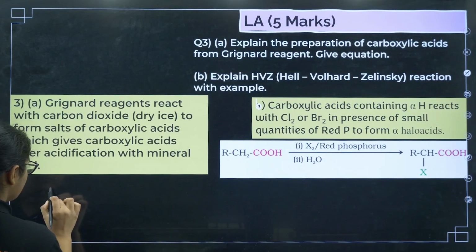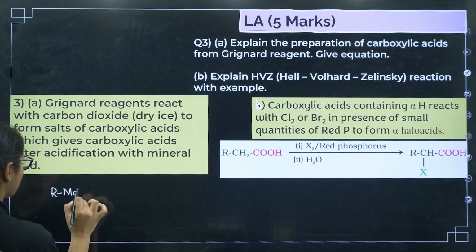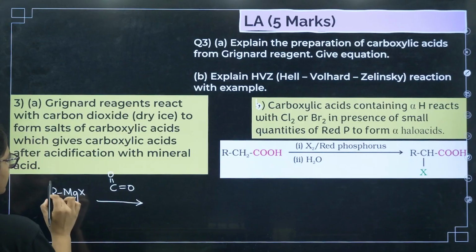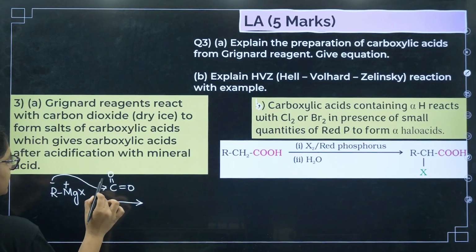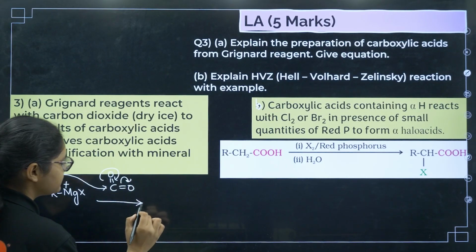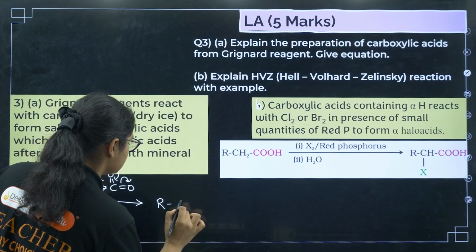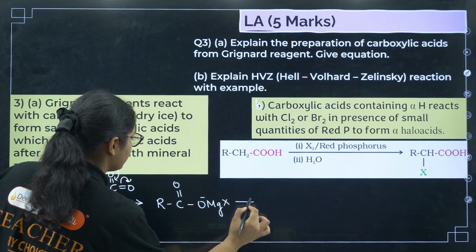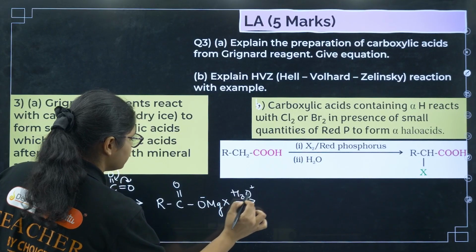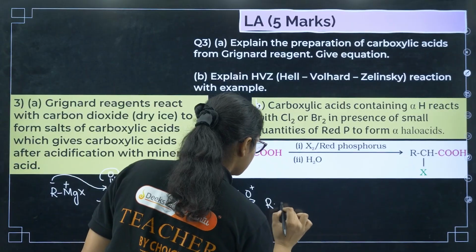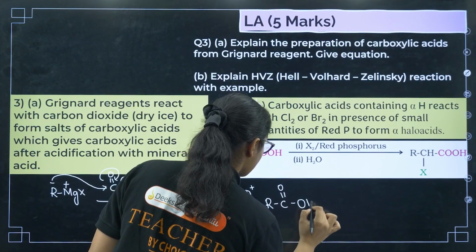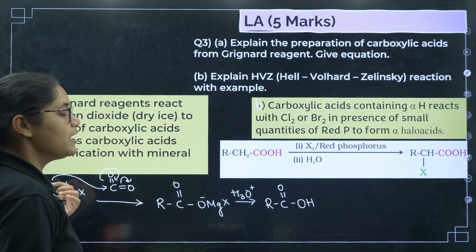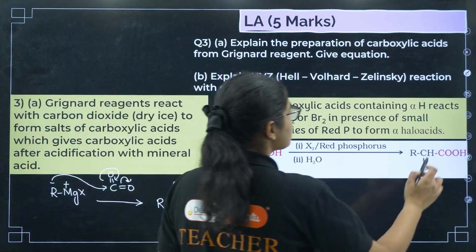Let me write it down. If you have RMgX, then you have C double bond O, O. Next, R minus comes here, this one comes here, and we get a structure like this, that is RC double bond O, O minus MgX, and then in the presence of H3O plus we get OH. So it will be RC double bond O, OH. That is how you can produce carboxylic acid using Grignard reagent and carbon dioxide.